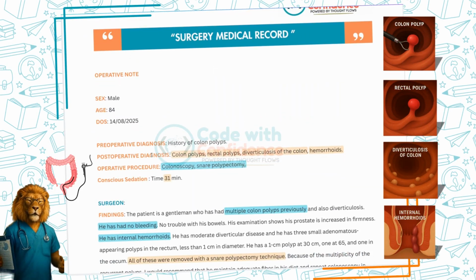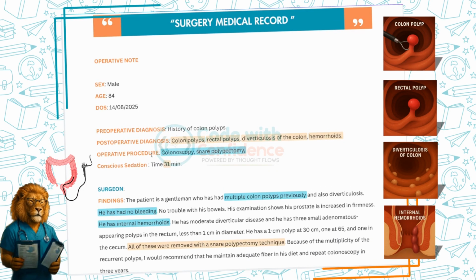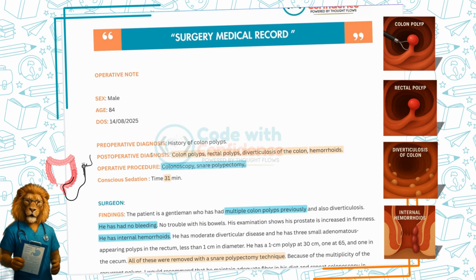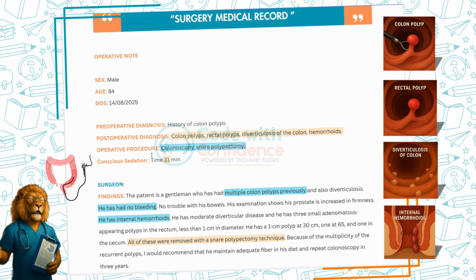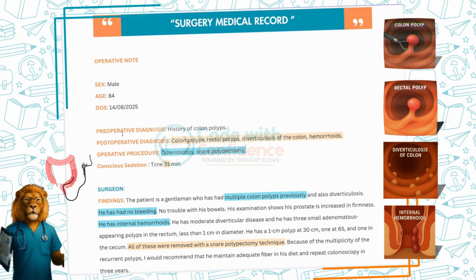Next, let's review the diagnosis and planned procedure from this chart. Preoperative diagnosis, history of colon polyps. Postoperative diagnosis, colon polyps, rectal polyps, diverticulosis of the colon, and hemorrhoids. The surgeon's planned procedure was a colonoscopy with snare polypectomy, which means removal of polyps. Additionally, the notes mention conscious sedation given for 31 minutes. These details tell us two things. First one, what conditions are being treated or found. Second one, what exact procedures were planned and performed.